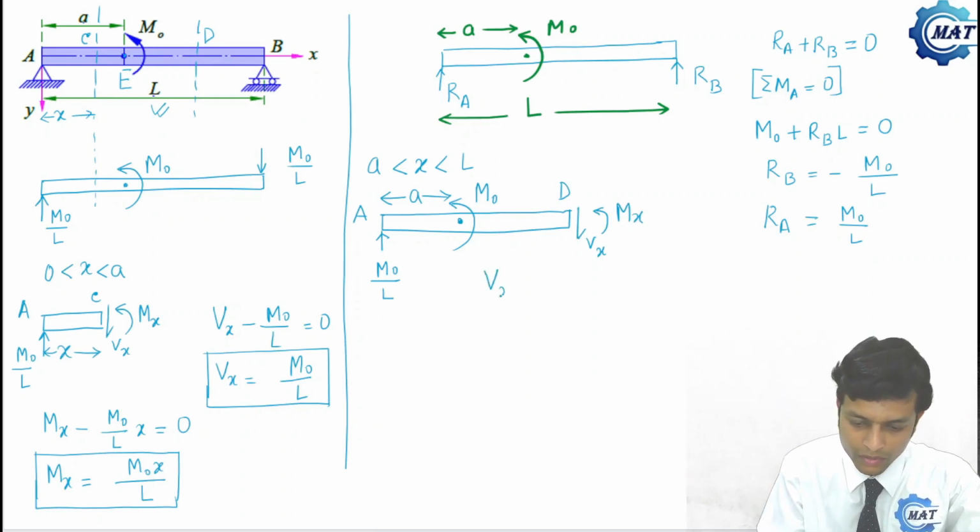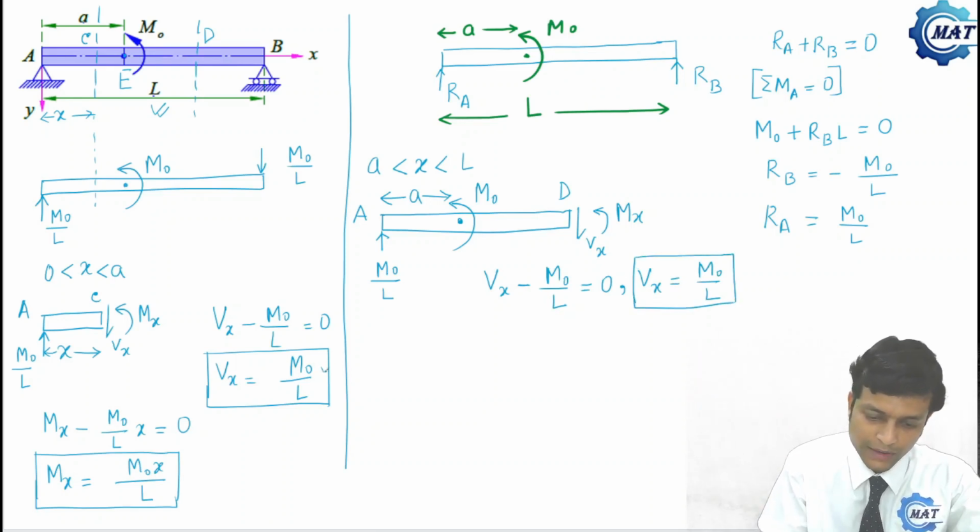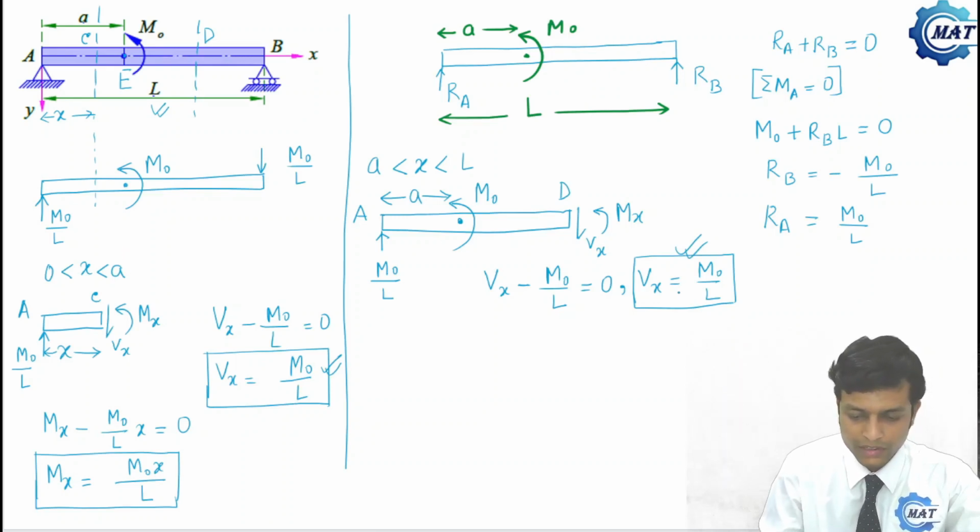So what is shear force? Vx minus M0 by L is 0. That is Vx is M0 by L. That is shear force is the same. Throughout the beam shear force is the same, that is M0 by L. For both limits of x we got the same expression.